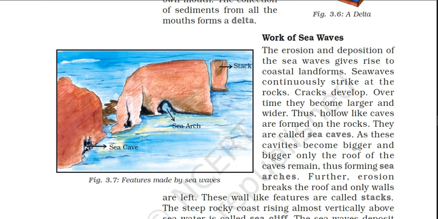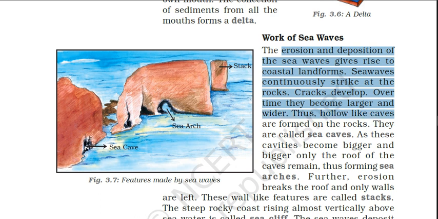Work of sea waves. The erosion and deposition of the sea waves gives rise to coastal landforms. Sea waves continuously strike at the rocks. Cracks develop. Over time, they become larger and wider. Thus, hollow caves are formed on the rocks. They are called sea caves. As these cavities become bigger and bigger, only the roof of the caves remains, thus forming sea arches.